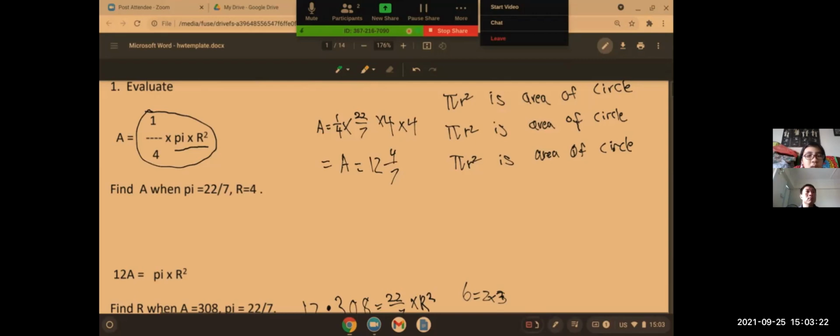Quarter times pi times r squared. So what is quarter times pi r squared? The quarter is the quarter. pi r squared is the area of the circle. So you're taking the quadrant. Quarter or quadrant? You better differentiate these two.